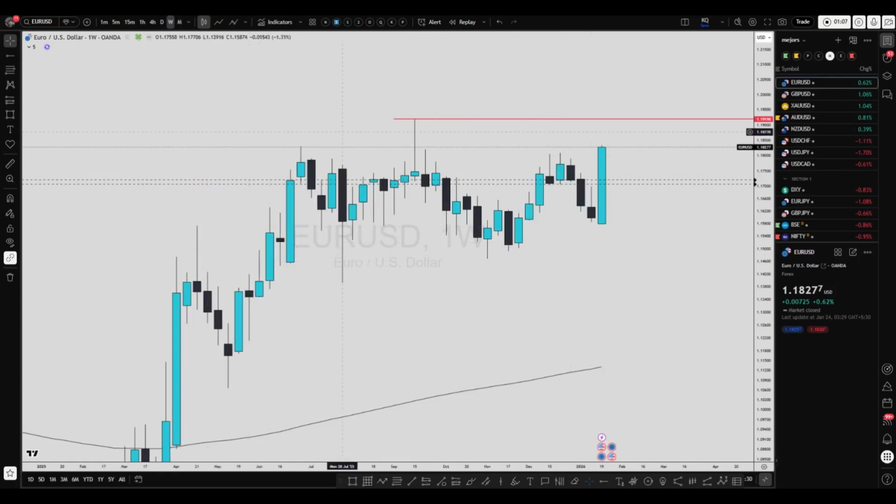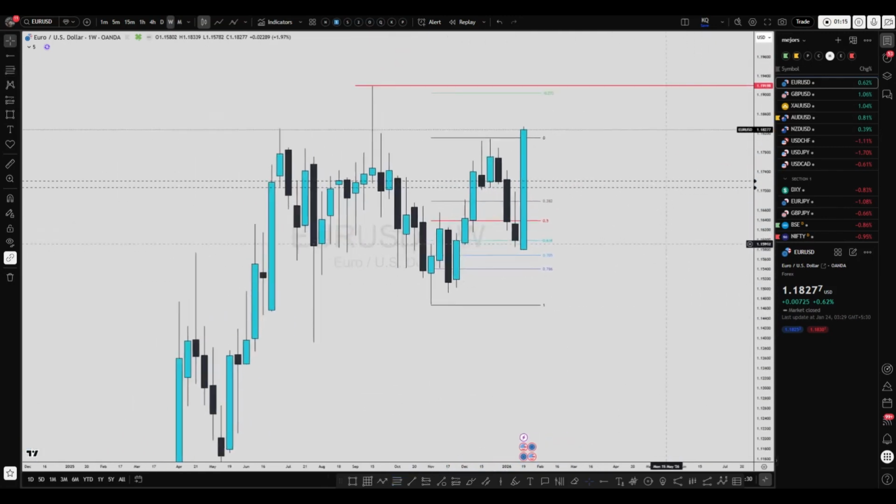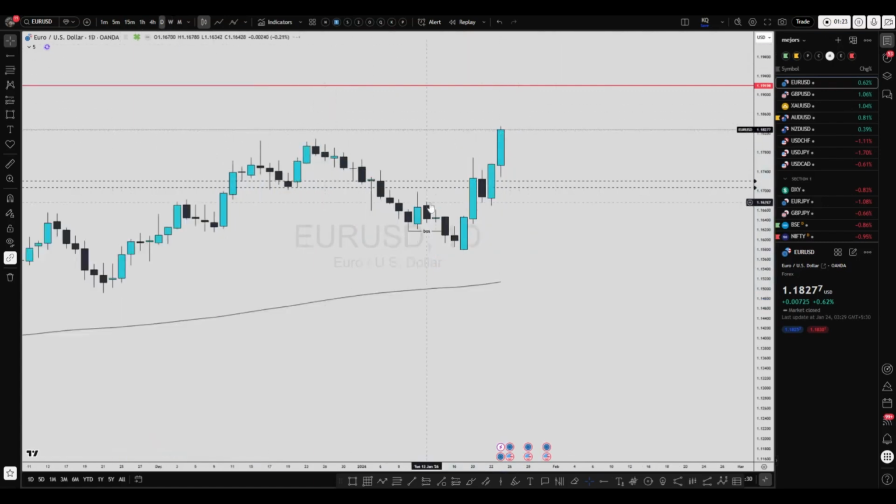In the weekly time frame, if we drop a Fibonacci on the last impulsive move, we can see the price is bouncing from the OTE area, and right now it successfully created a new higher high.